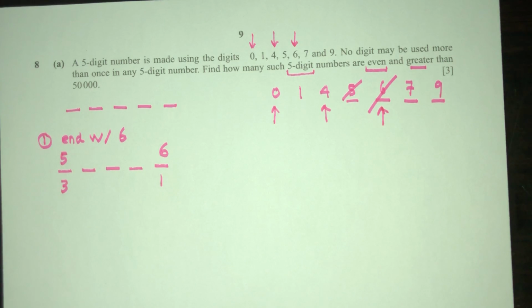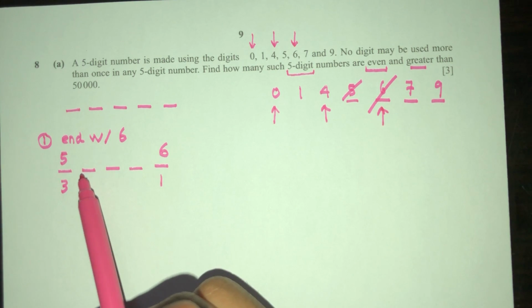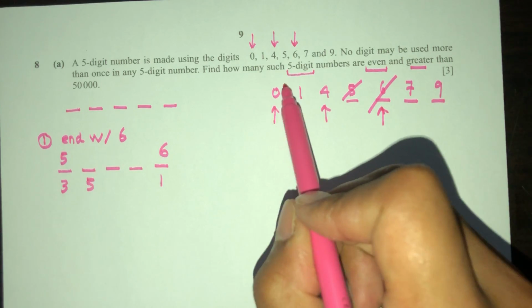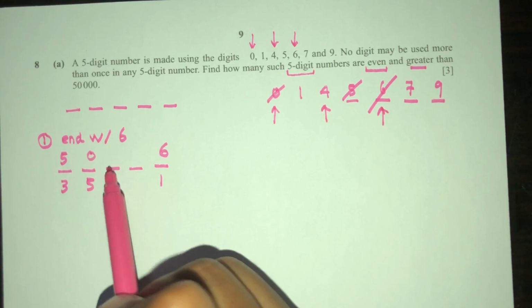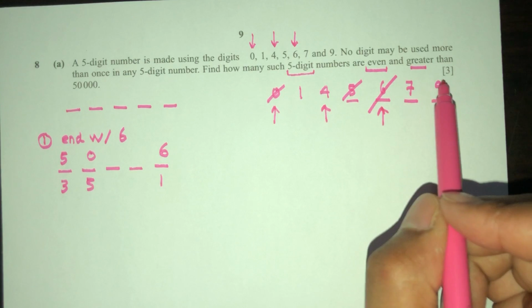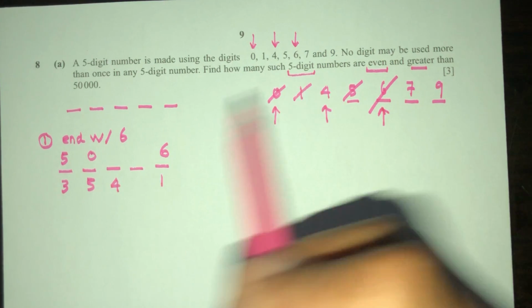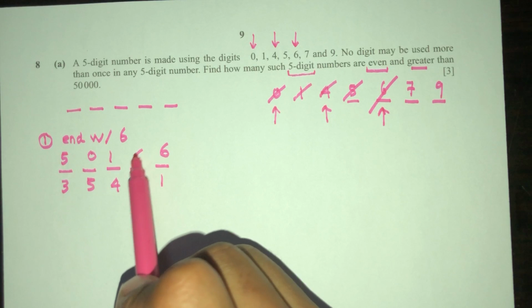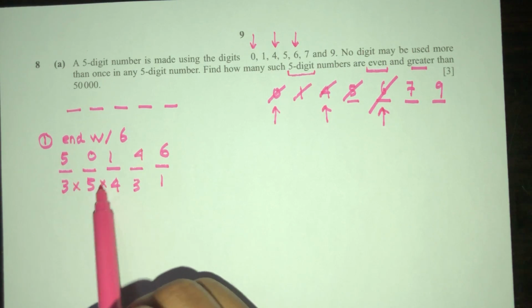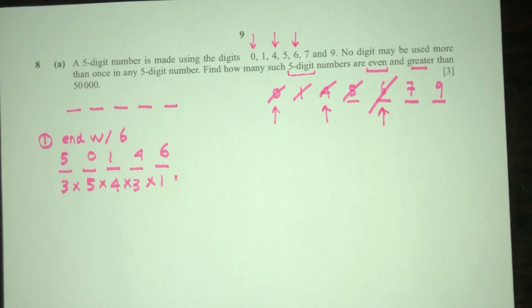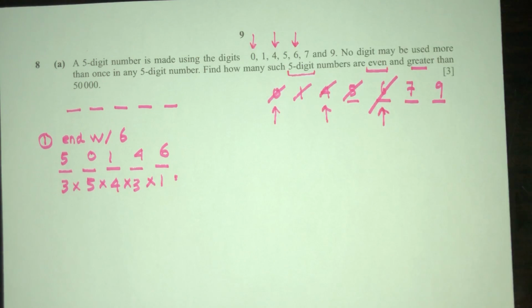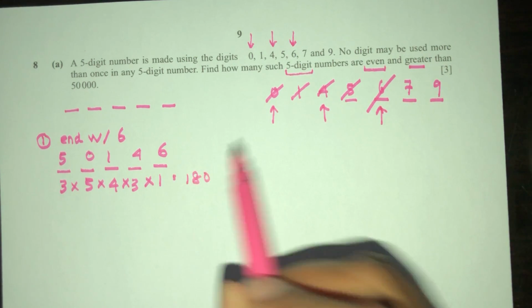And the rest can be anything that we want, doesn't really matter. So here we can put this. That will be 5 options. Let's say we put 0. Here we can put 1, 2, 3, 4 options. Let's say we put 1. And here we can put remaining 3 options. Let's say we put 4. So finally, if you end with 6, you will have how many options? That will be 3 times 5 times 4 times 3. That will be 180 options if you end with 6.